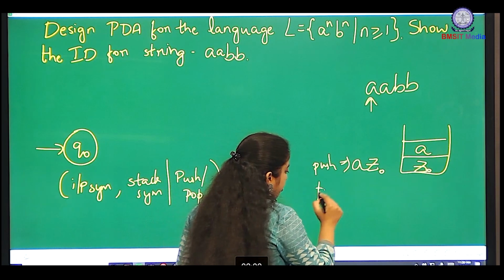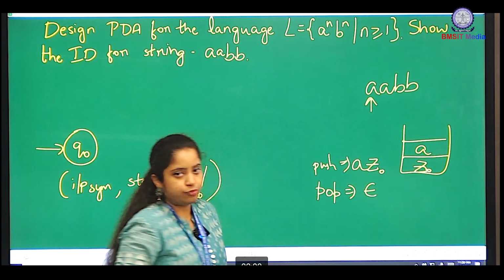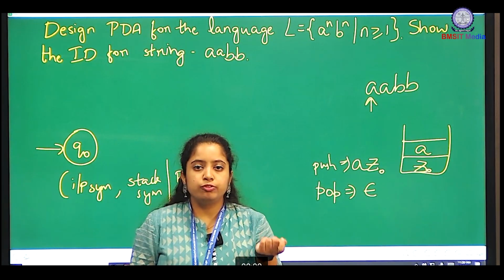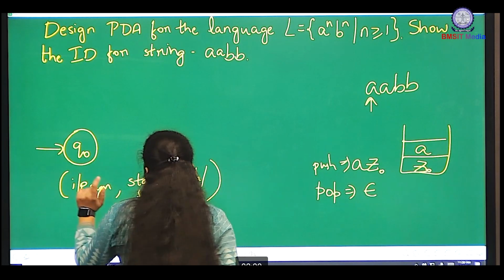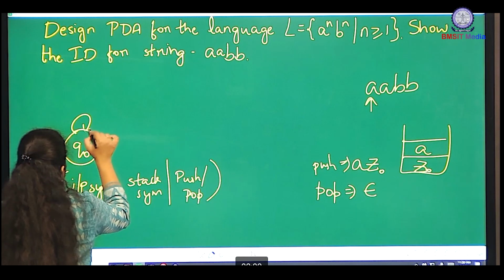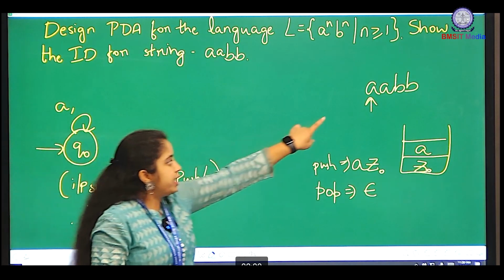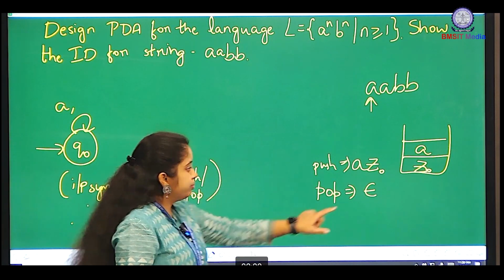If you want to pop an element from the stack, you will use epsilon. Now we will write the transition here. Q naught upon reading A as the input symbol, and what should be there in the stack?